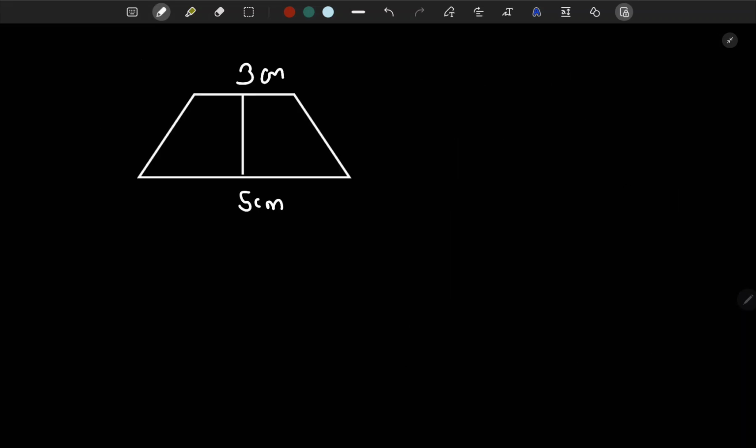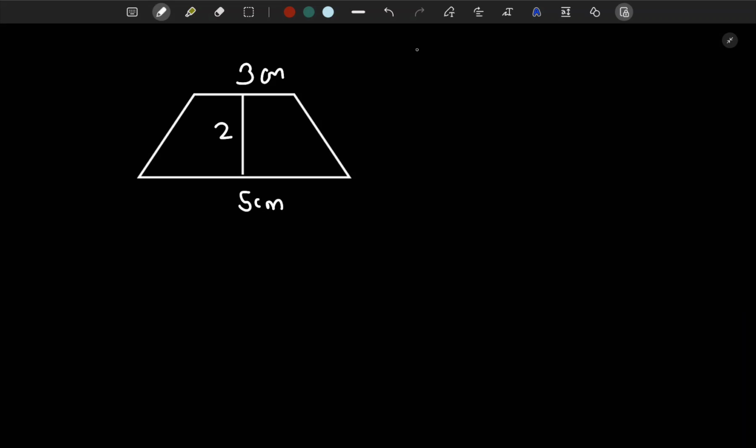So in our last example, we are given a trapezoid and we are told that the base is equal to 5 centimeters and the other base, the roof, is equal to 3 centimeters, and we are also given the height, which is 2. And now we are told to find the area of this trapezoid and the perimeter. So how do you think we should start with this example?